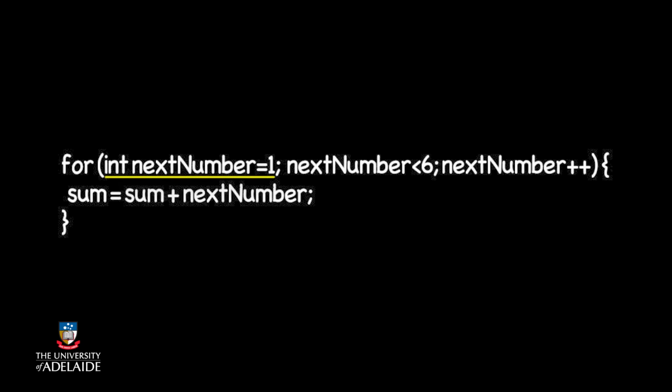The point of the initialization, test and update is to effectively keep count of how many times we need to execute the instructions contained in the loop. The initialization section is where we can declare a variable that holds an initial value. In this case, we have declared a variable called nextNumber, which holds the value of the next number in our sequence that is to be added to the sum.